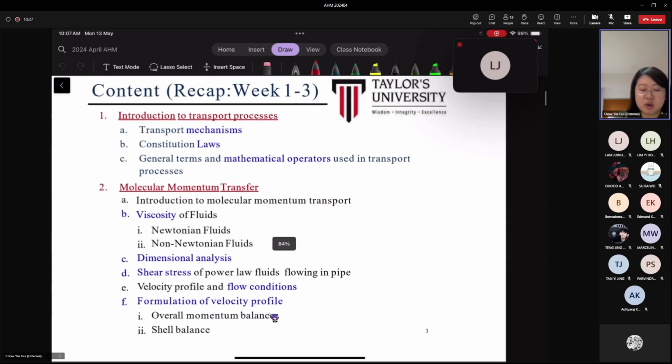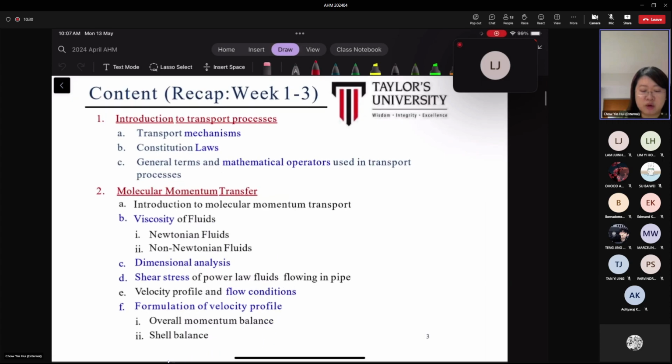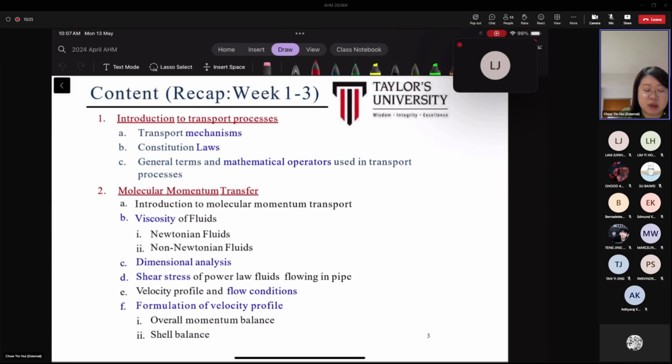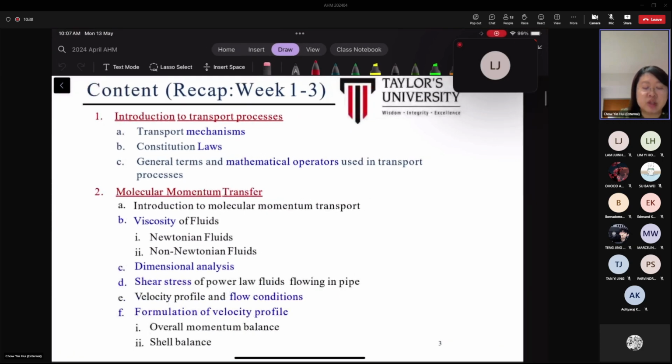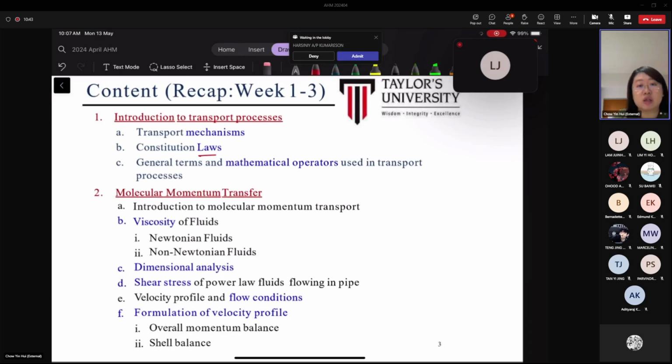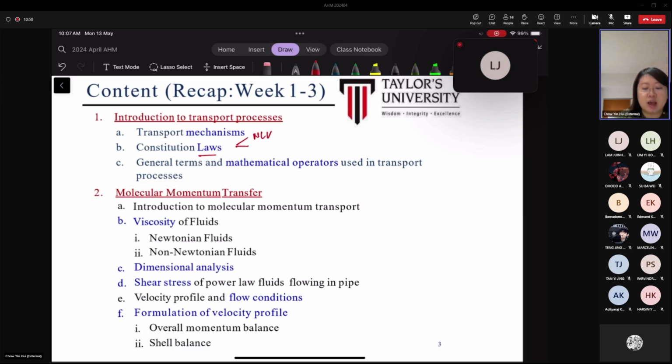Just a quick recap of what we have learned so far since week one. Week one we discussed transport phenomena, the transport mechanisms I mentioned just now. There are two types, the molecular and the convective transport. Then we also looked at the different constitutive laws. For momentum transfer, we have Newton's law of viscosity. For heat transfer by conduction, we deal with Fourier's law. And for mass transfer, if you recall, we have Fick's law.